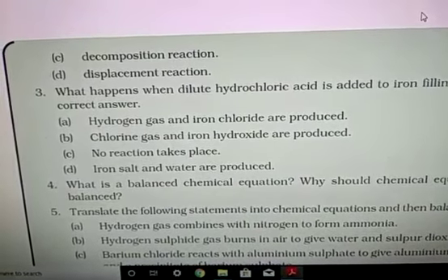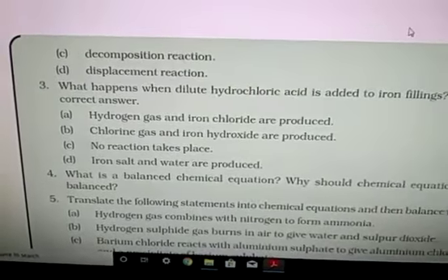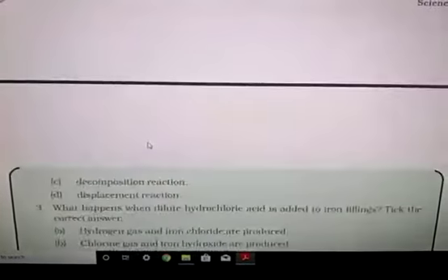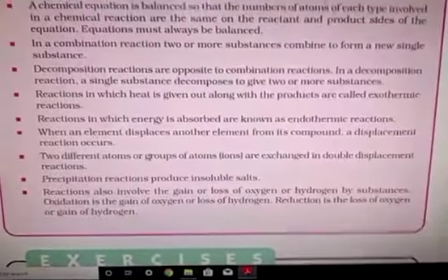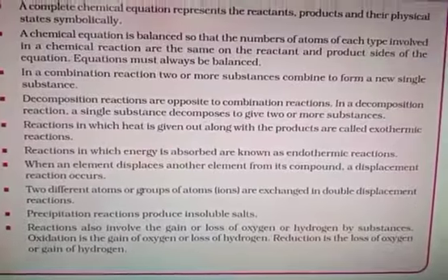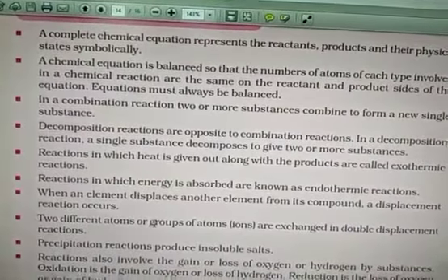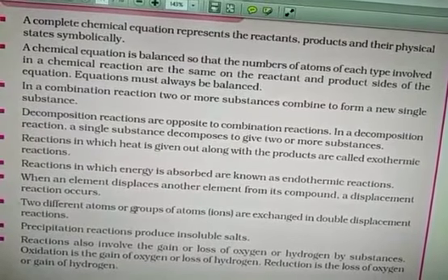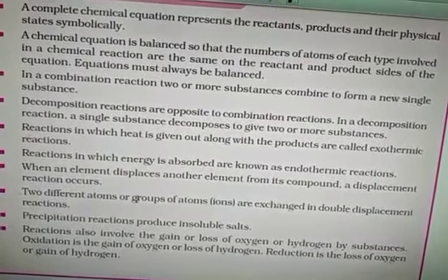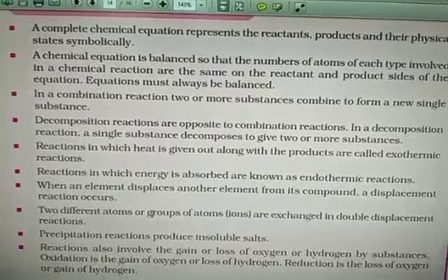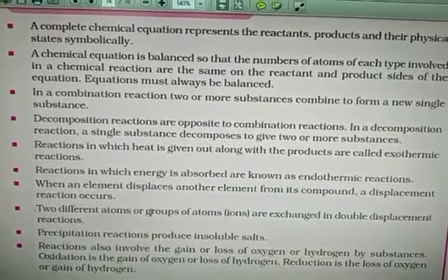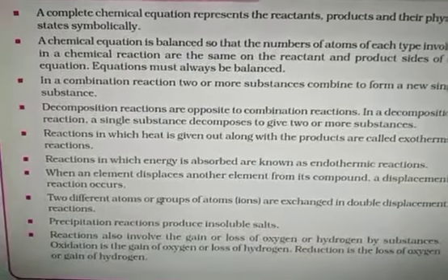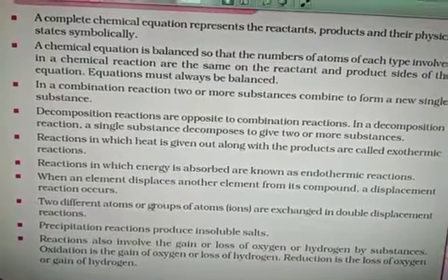Now come to the next question. What is a balanced chemical equation? In your summary, the second point shows the definition of a balanced chemical equation. A chemical equation is balanced so that the number of atoms of each type involved in a chemical reaction are the same on the reactant and product sides of the equation.